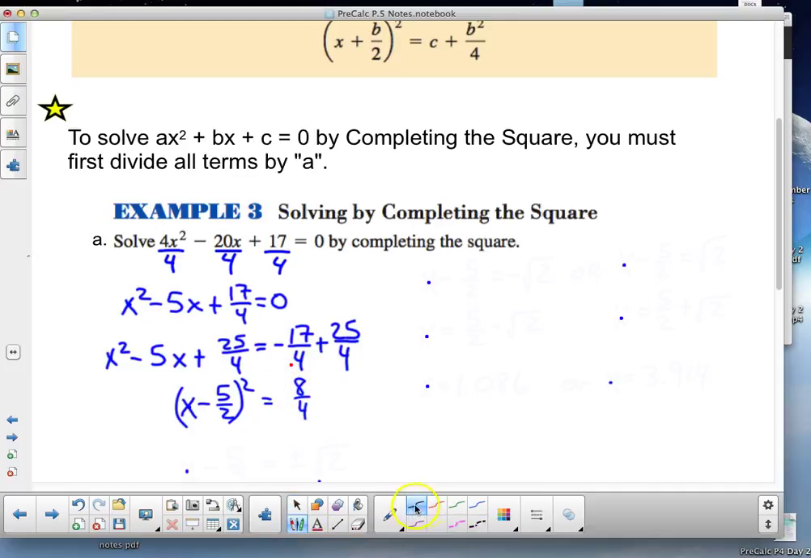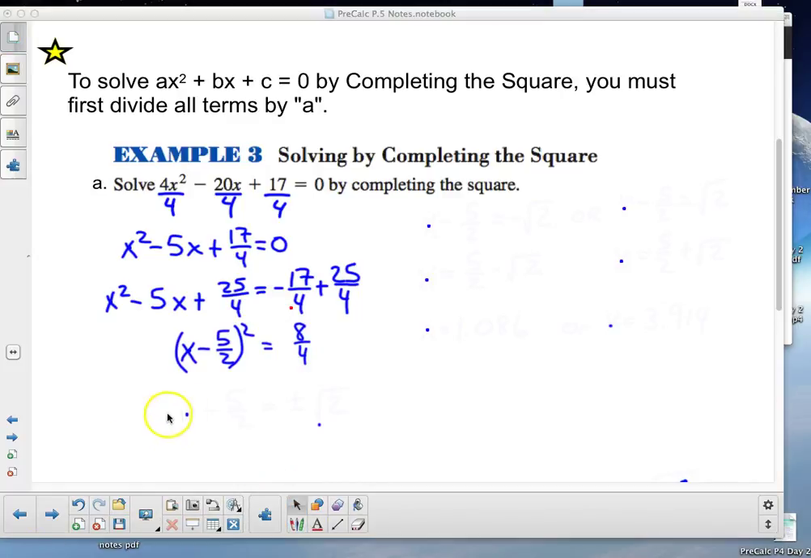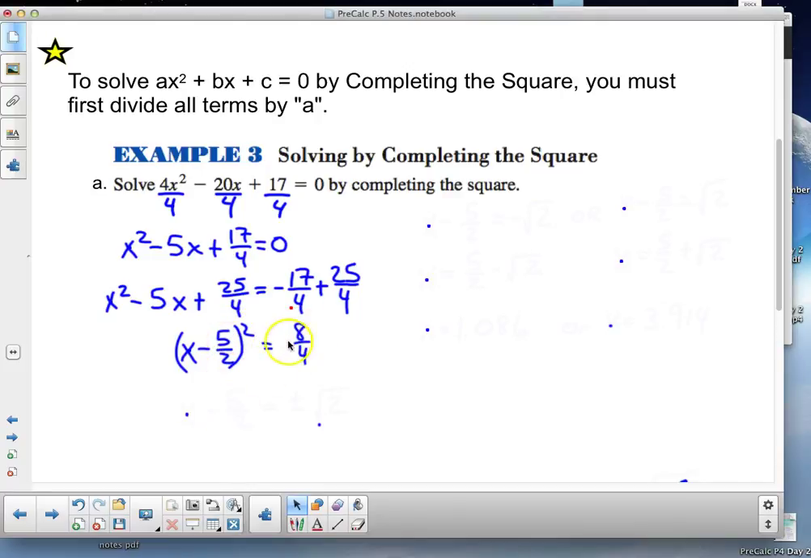Maybe my pen will work this time. For whatever reason it doesn't want to work, but 8/4 is 2. So that's why I'm going to take the square root of both sides. Square root of this side is x minus 5/2. Square root of this side is the square root of 2, plus or minus, remember.